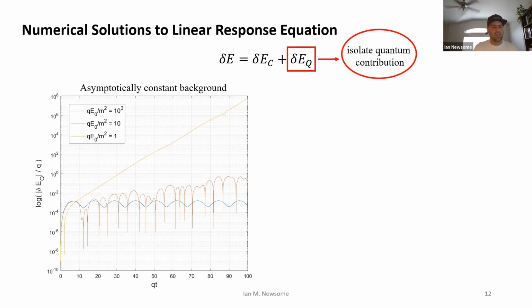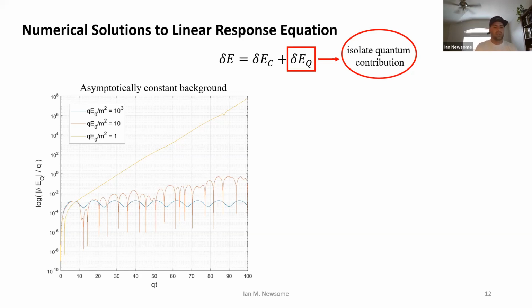Now, notice for the small mass case, there's bounded oscillatory behavior, which is to be expected given the 2-point function on the previous slide was shown to go to 0 towards the massless case. But for the critical scale where QE over m squared is 1, there is a significant exponential growth. Now, based on the validity criterion stated previously, it appears that the semiclassical approximation is not valid near the critical scale, but tends to become more accurate as the strength of the background electric field grows larger compared to the mass of the quantum particles.